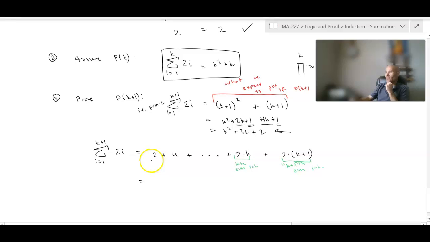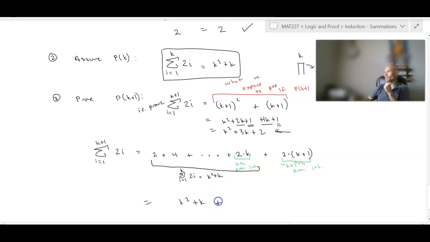Okay, so when we collect the sum of the first k even integers, well, we already know that that is the sum from i equals 1 to k of 2i, which is equal to k squared plus k. Okay, so that whole underbracketed expression can be reduced to k squared plus k from our assumption step.